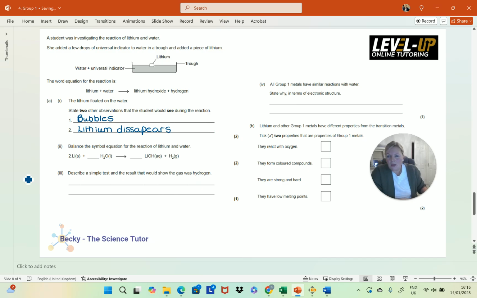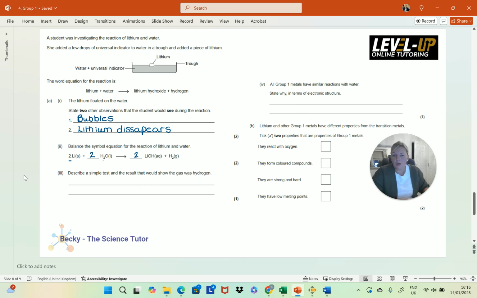Okay, balance the symbol equation. If we've got 2 lithiums over here, we're going to need 2 lithiums on the other side. This will now give us 2 hydrogens from here and 2 from the hydrogen gas. We've got 2 oxygens, so we've got 4 hydrogens, 2 oxygens, therefore we're going to also need a big 2 in front of the H2O.